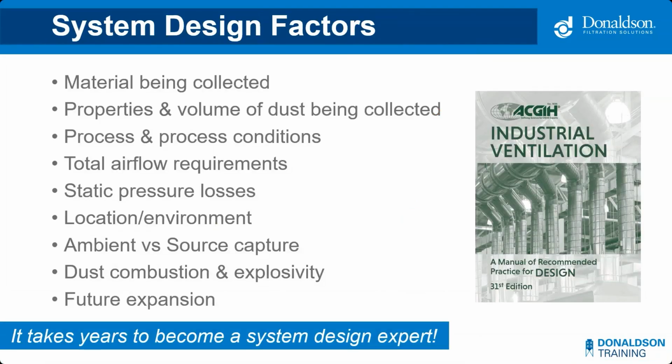When we design a system, there are a lot of factors that are considered. You can see some of them listed here, like the material being collected, the static pressure losses, future expansion, probably more than most people realize. The publication shown here is the Industrial Ventilation Guide, written by the ACGIH, which is a nonprofit scientific organization that advances occupational and environmental health. The guidelines in it are considered by most in the industry, including OSHA, as the standard for proper ventilation design. The ACGIH offers multiple courses throughout the year on system design using this Vent Guide as a textbook. I've been to multiple courses myself over the years, and if you want to get more into system design, I recommend you check it out. They're great courses.